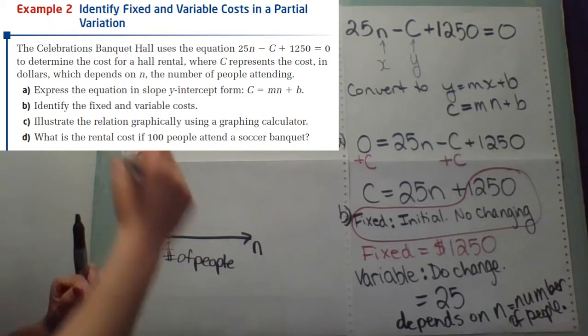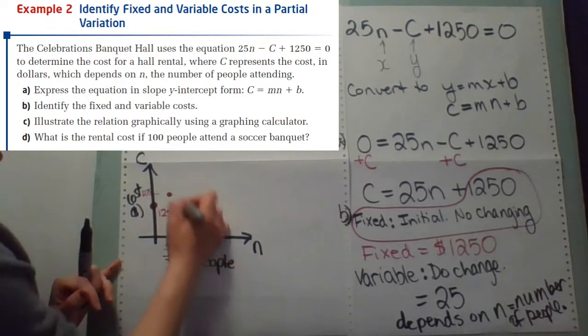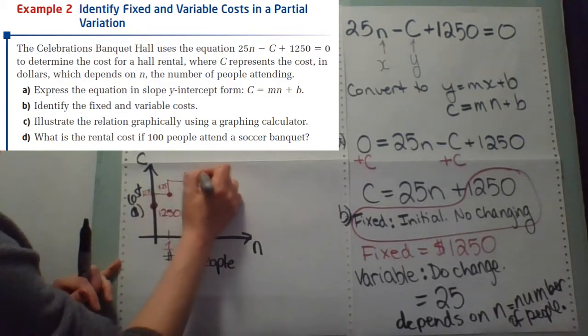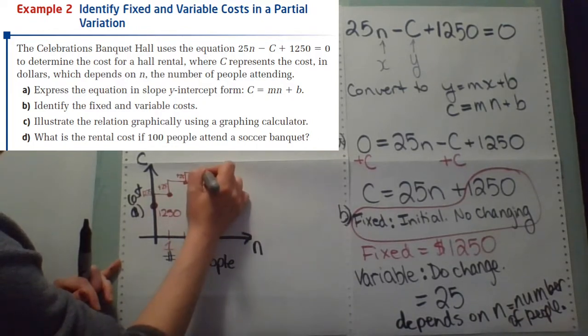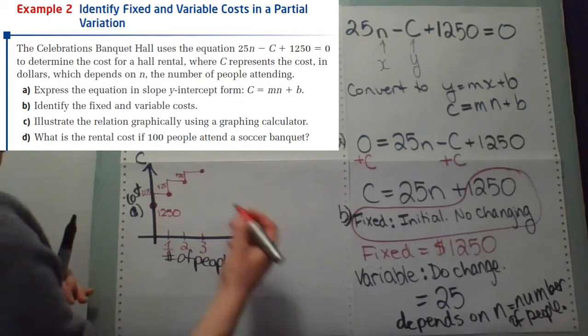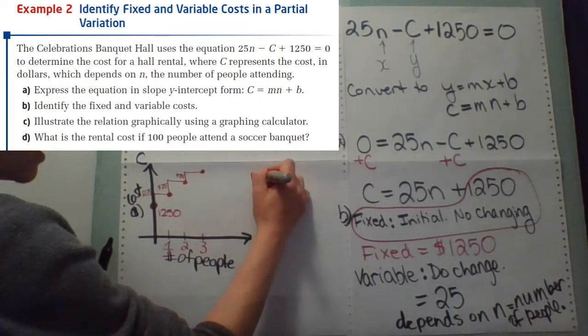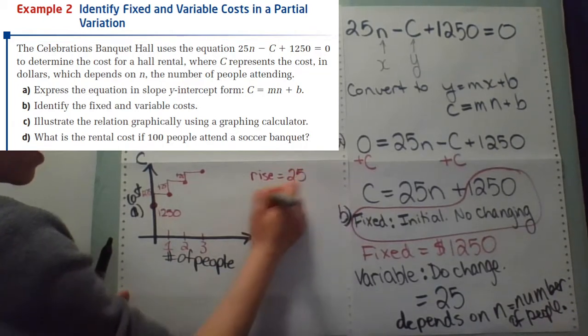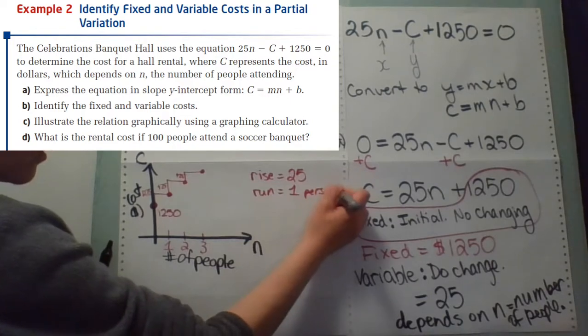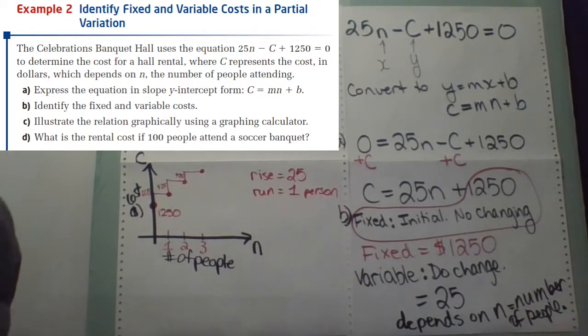So my rise is going up 25 every person. So I went up 25 to there. I'm going to go up 25 here, up 25 here, to the next person, and so on. So each time I'm increasing by 25. So my rise is 25 because my run is for every one person. Okay. D, what is the rental cost if 100 people attend?